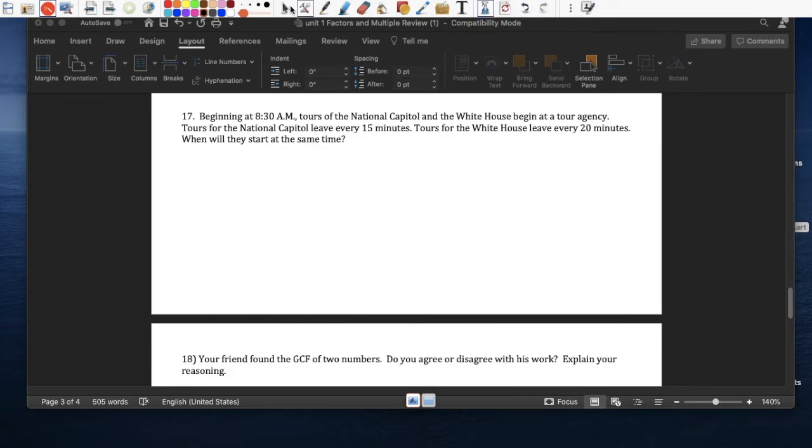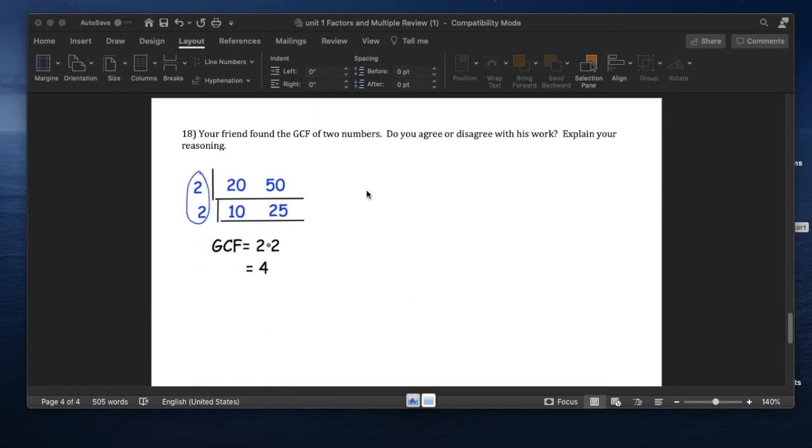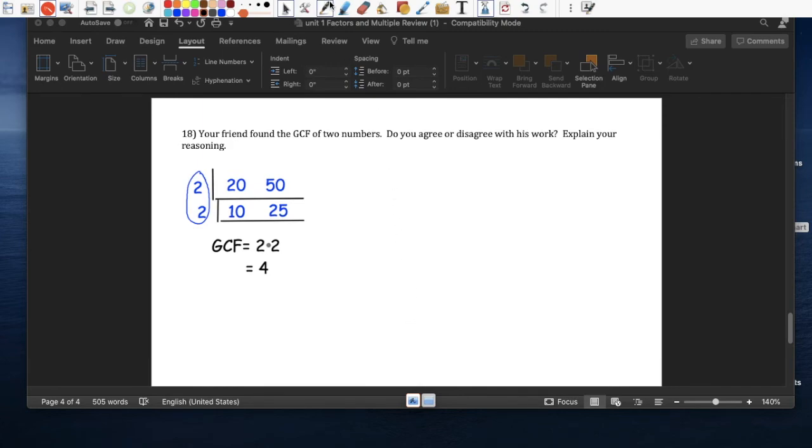And finally, we have our last question for the evening, ladies and gentlemen. Your friend found the GCF of two numbers. Do you agree or disagree with his work? Well, let's check his work. So let's do ours at the same time and compare side by side. He chose 2, so let's start with 2. 2 goes into 20 10 times. 2 goes into 50 25 times. So far, so good.